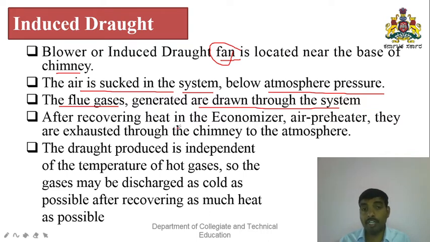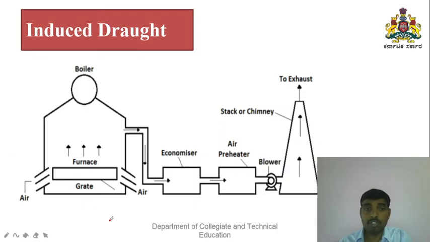After recovering heat in the economizer and air preheater, the gases are exhausted through the chimney to the atmosphere. The draught is produced independent of the temperature of the hot gases, so the gases may be discharged as cold as possible after recovering as much heat as possible. So here I will explain through this diagram.